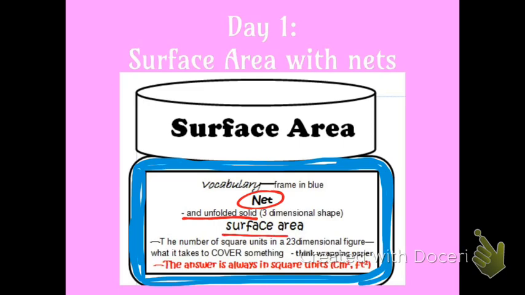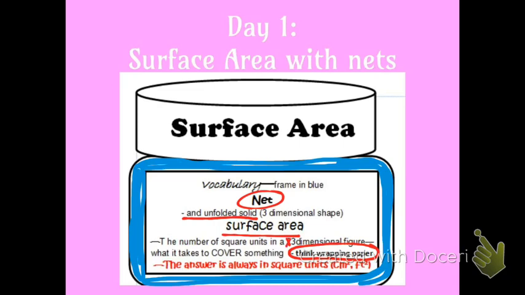Surface area is just what it would take to cover one of those. And I have a word down here for you to think of. Think of wrapping paper. And I noticed there's a typo in there. Do you see how it says a 23-dimensional figure? Cross off that too. That doesn't belong. It should be a 3-dimensional figure.